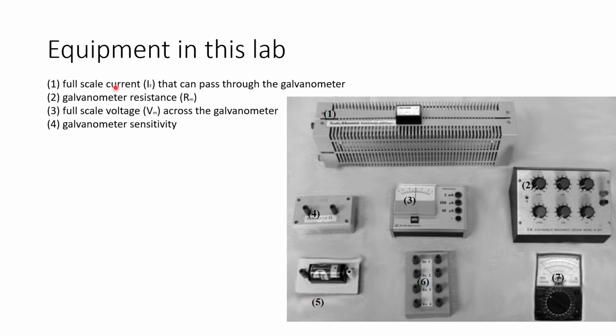Usually the full-scale reading, IF, is going to be around 50 microamps, and you can calculate the galvanometer resistance RM just by dividing the voltage across it by the current that you're reading. Then the full-scale voltage VM, which is the voltage you can measure across the galvanometer, and you can use all this information to calculate the galvanometer sensitivity.